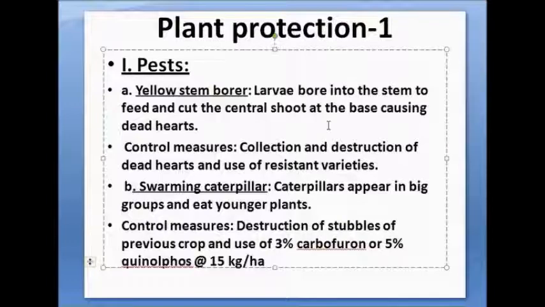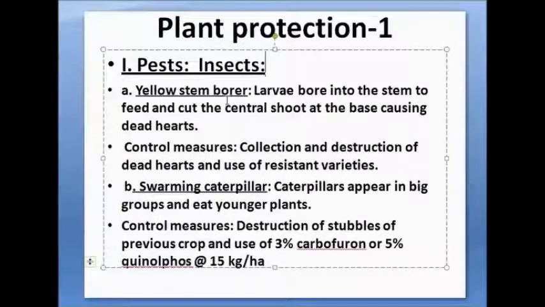Now this external damage may be caused by any person. Even fuse also can be called as pest. Or any person who is damaging a rice crop, he or she may also be called as pest. Now here pest we are studying insects.